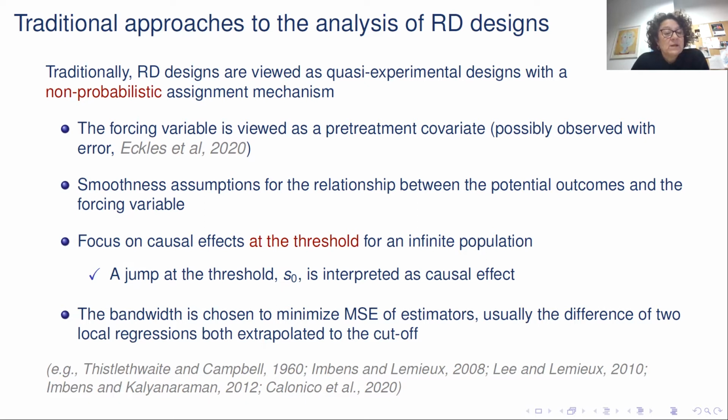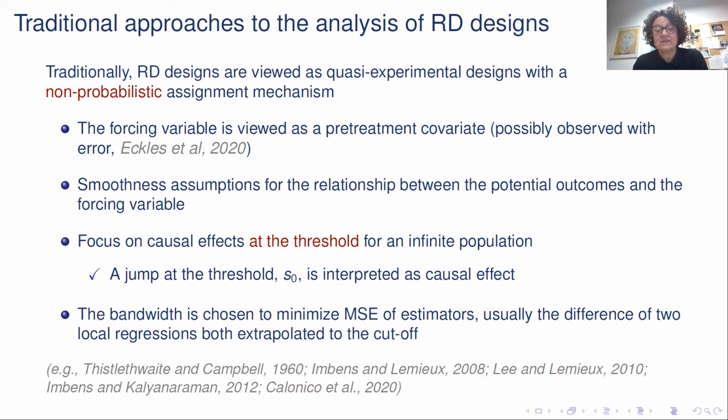Published last year. Because the forcing variable is viewed as a pre-treatment covariate, an RDD is a non-probabilistic assignment mechanism, just because, depending on the value of this covariate, the probability of being assigned treatment is either 0 or 1, at least in a sharp RDD. And so identification assumptions are usually smoothness or continuity type assumptions for the relationship between the potential outcomes and the forcing variable. And focus is on the causal effect at the threshold for an infinite population.